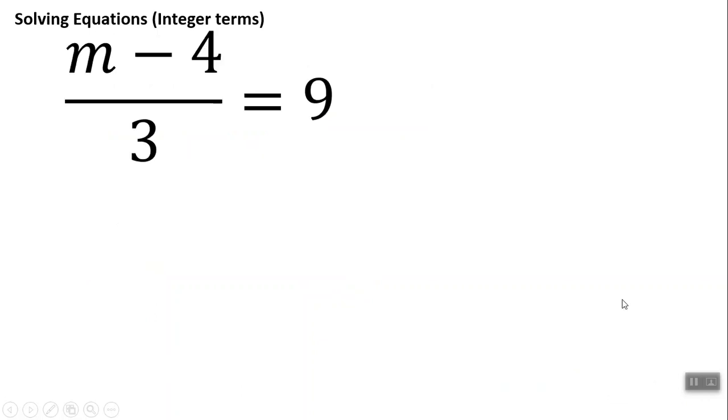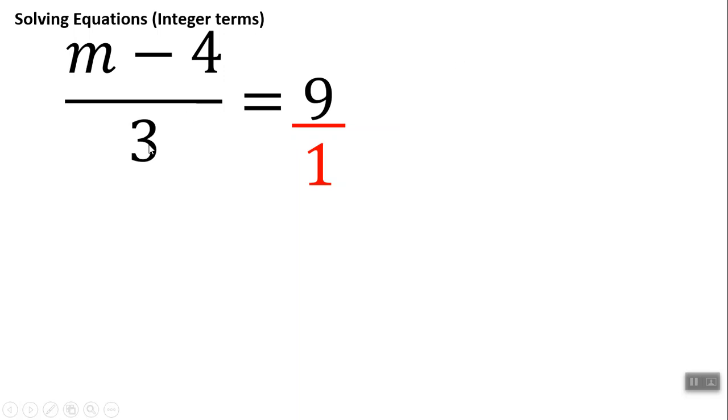(m minus 4) over 3 equals 9. Now this one's a little bit unusual because you have this expression of m minus 4 and you're dividing the whole thing by 3. What you want to do is look at the other side of the equation and think of that as 9 over 1. That way you can apply the concept of proportions here.